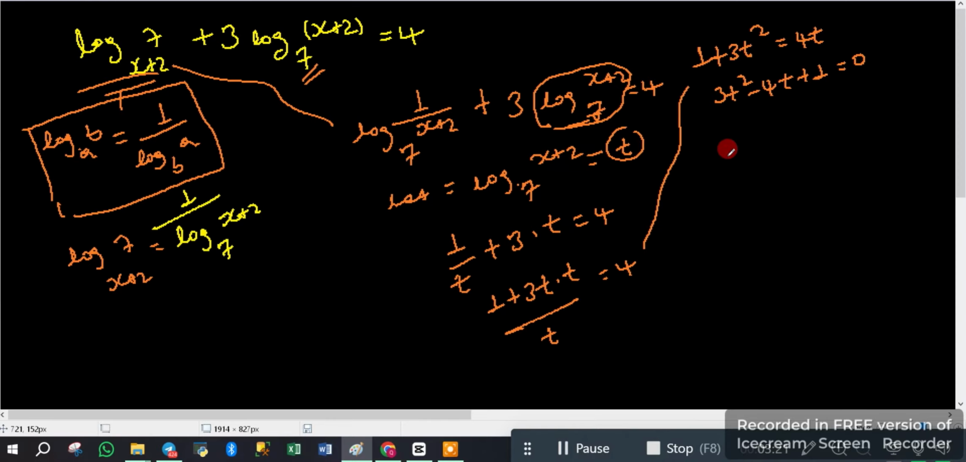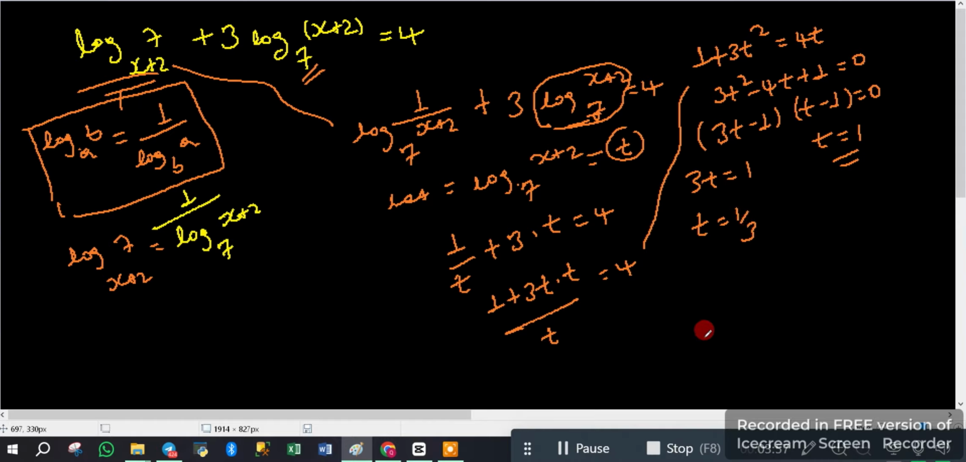Then after that, what you are going to do, just you have to factorize this one. You have to search numbers. So when you factorize it, you will find 3t minus 1 times t minus 1 is equal to 0. Then after that, 3t is equal to 1 and t is equal to 1. This will be t is equal to 1 over 3.